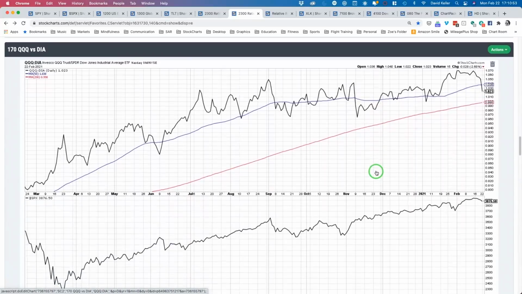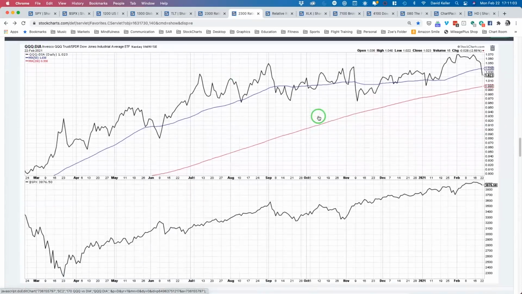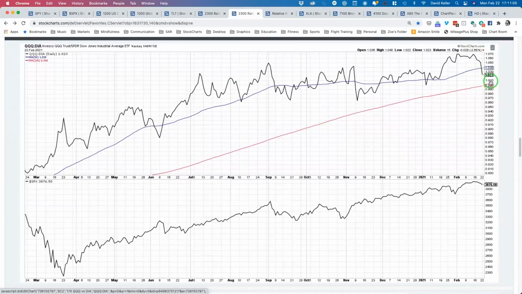The next one is another relationship from technology to other parts of the market. These are the Qs over the diamonds, QQQ versus the DIA. And I'm doing the same thing. I'm doing the ratio at the top, and then at the bottom, I just have a chart of the S&P 500 just to visually remind myself of what the S&P is doing versus what this ratio is doing.